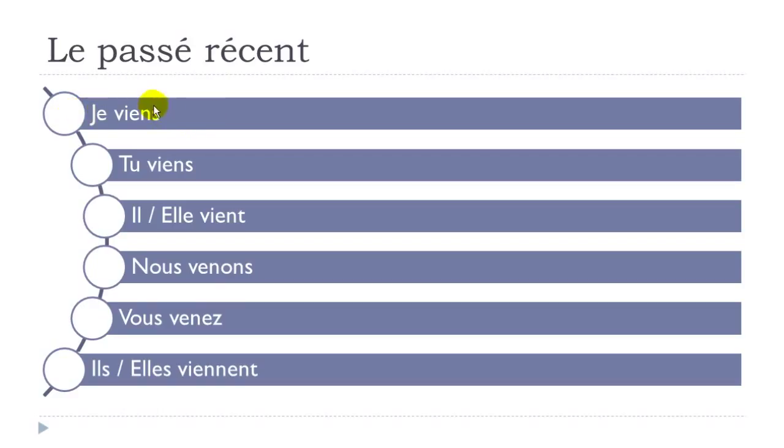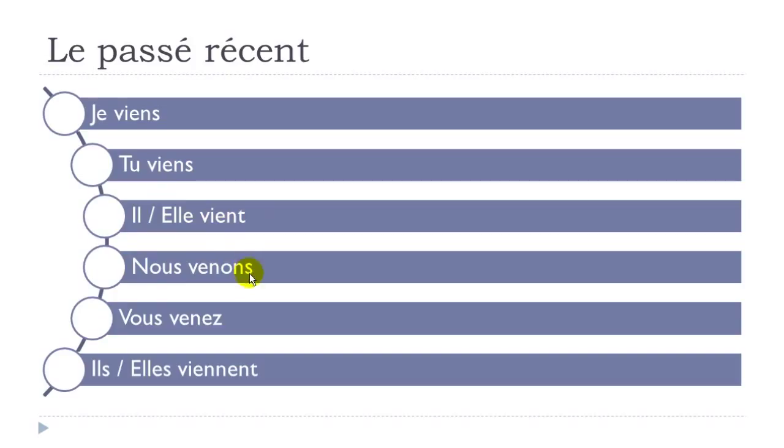Je viens. Final S not pronounced, okay? And when you combine this IEN, you get this yin, yin. Je viens, all right? Tu viens, well, exactly the same thing. Final S not pronounced, and then you get this yin sound, all right? Then il vient, exactly the same sound, because final T here is not pronounced. Elle vient, all right? Nous venons.